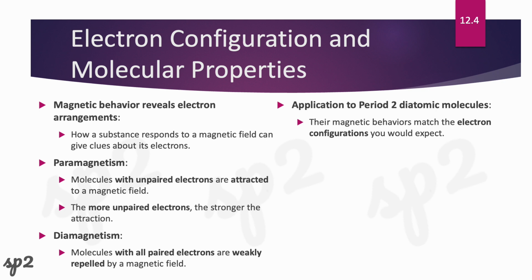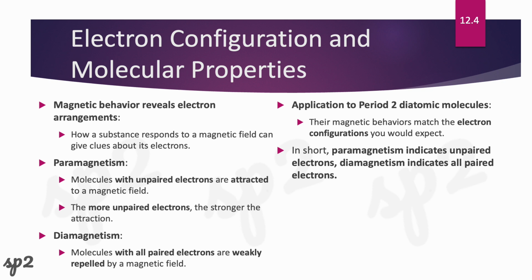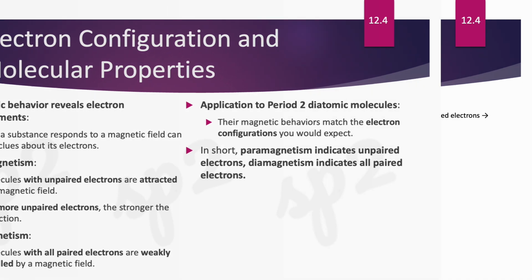Okay, now if you're looking at your period 2 diatomic molecules, their magnetic behavior matches their electron configuration that you get from your molecular orbitals. In short, paramagnetism indicates unpaired electrons and diamagnetism indicates all paired electrons.